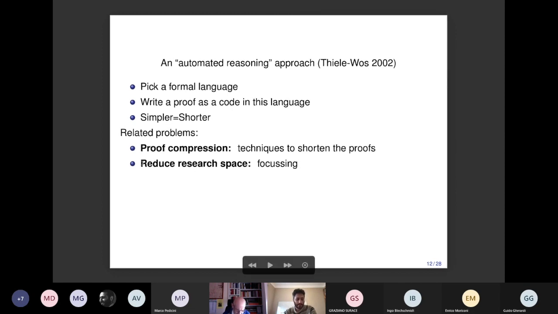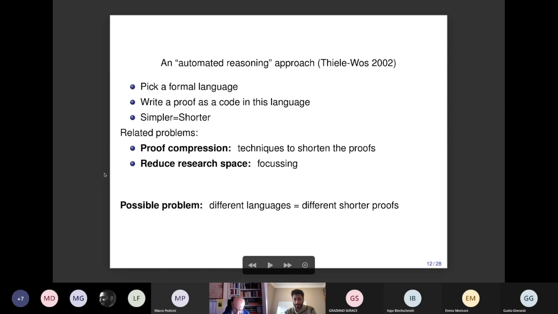And another way to think is to reduce the space of proof search, by means, for example, of focusing, in which you decide that you have to perform some actions before others, and it can still be thought of as simpler because you give some constraints on where to apply rules and where to proceed in proof search.